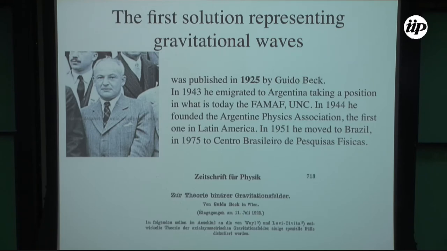What is interesting about Guido Beck is that he was an Austrian physicist, actually quite a career. I mean, he was a leader of Ukrainian physicists. Because of his Jewish origin, he went to Odessa in Ukraine, so he worked in the Soviet Union for some time. Then he went back to France. In France, he was imprisoned by the Nazis. He escaped to Portugal, eventually immigrated to Argentina in 1943.